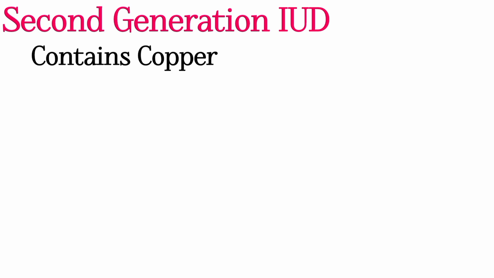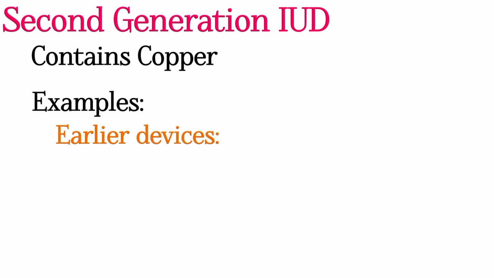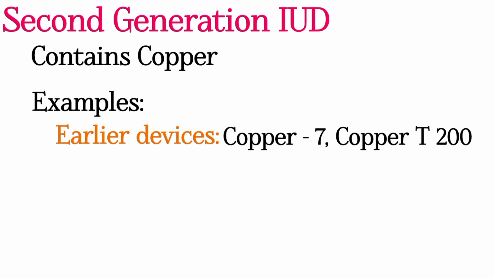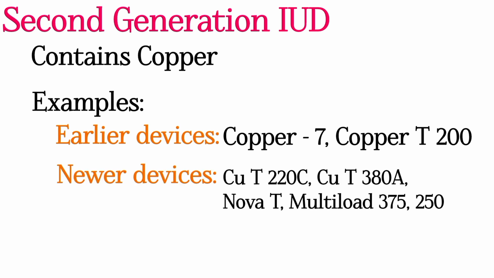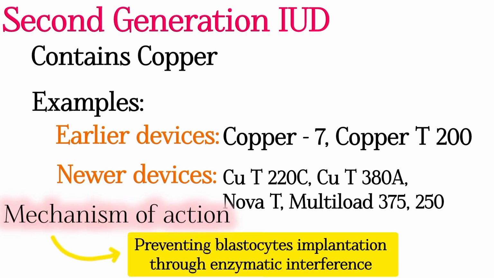Second generation intrauterine devices have copper. Examples are early devices such as copper 7 and copper T200. Newer devices are variants of T devices such as copper T220C and copper T380A, and Nova T, and multi-load devices, multi-load 250 and multi-load 375. The mechanism of action of copper T devices is preventing blastocyst implantation through enzymatic interference.